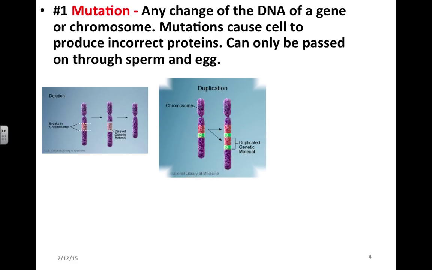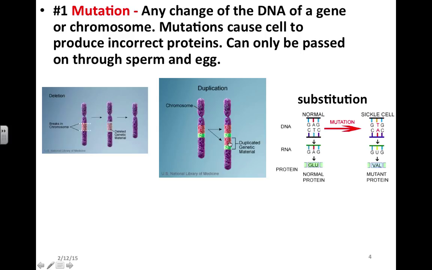The second is called duplication. It's the opposite. So if you have a chromosome here, and these bands, of course, represent genes, if for some reason these two kinds of genes were to get duplicated, you'd have twice the amount of information. Again, your cells wouldn't know what to do with those traits that are involved, and there would be an abnormality that would be produced. The last one is called substitution.